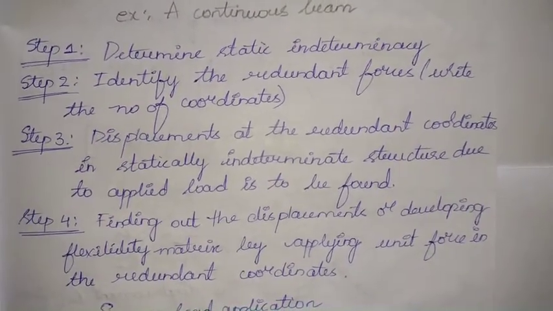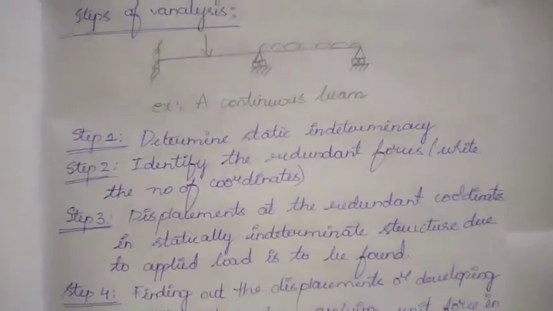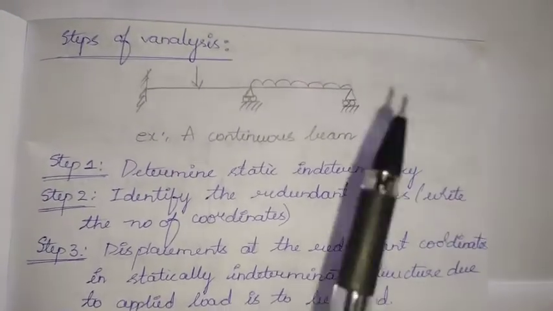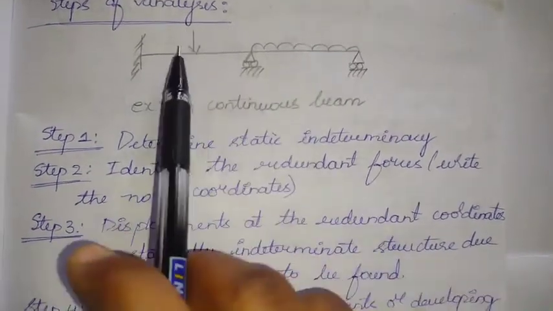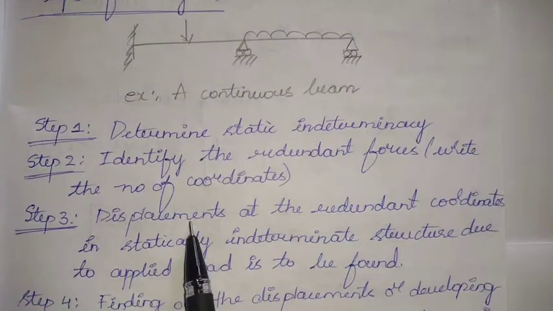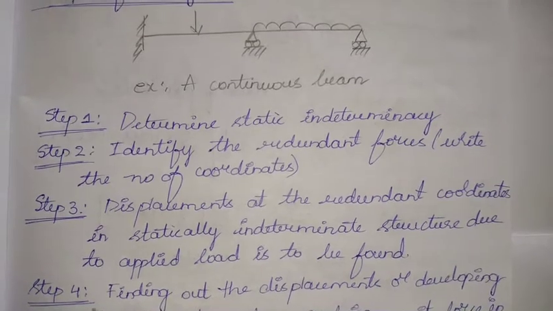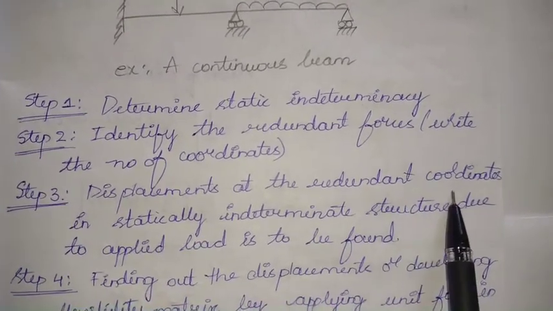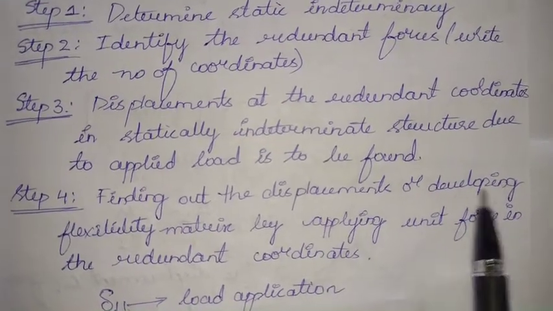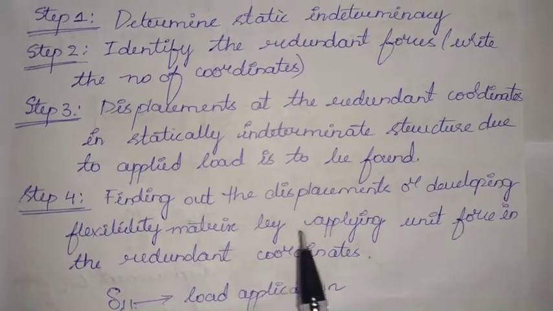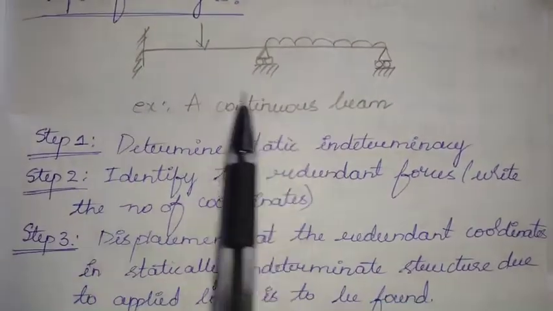Step 3: the displacement at the redundant coordinates in the statically determinate structure, due to the applied load, is to be found. Firstly, we'll take the given statically indeterminate beam with the loading conditions already mentioned in the question. So to this beam, we'll determine the displacements at the redundant coordinates. In this method, we are using the conjugate beam method to determine these displacements. Next, in step 4, we'll find the displacements for developing the flexibility matrix by applying unit force at the redundant coordinates. Firstly, we are just taking the beam with the given loads.